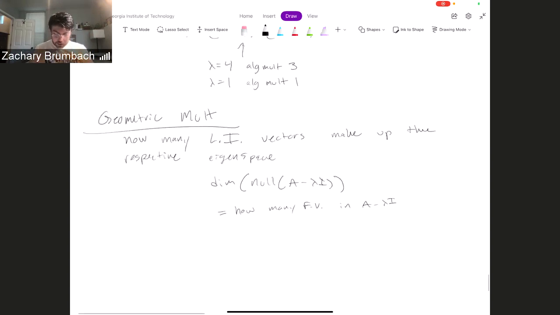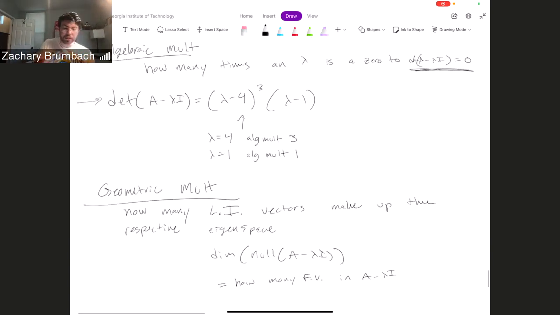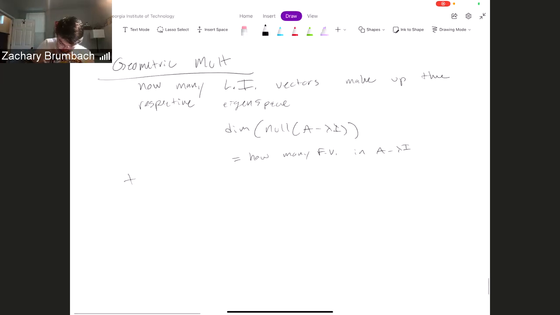Cool? Geometric multiplicity must always be at least 1, because since we solved this to be 0, when we plug in that lambda, there is a null space. So there is at least one vector such that it's true. Okay? All lambda have a dimension of at least 1. And dimension is the same thing as geometric multiplicity. Okay?